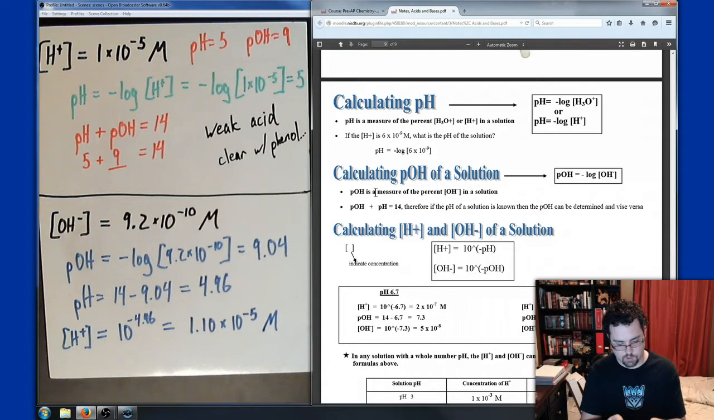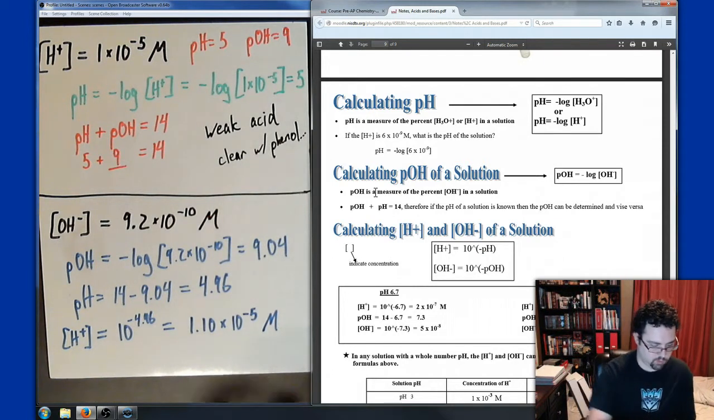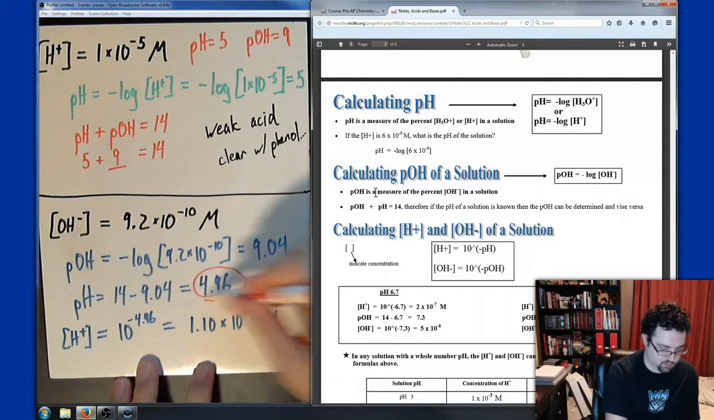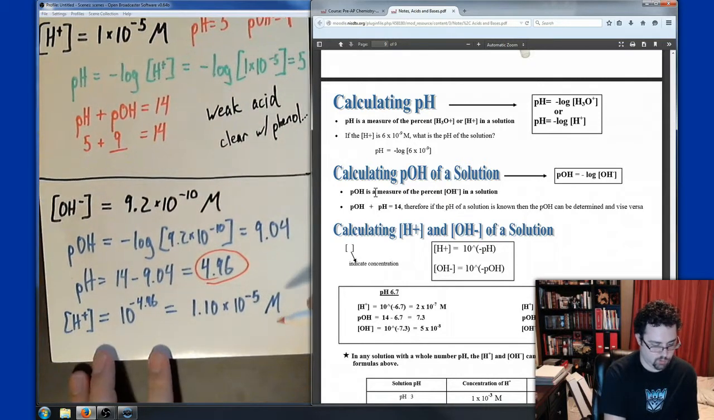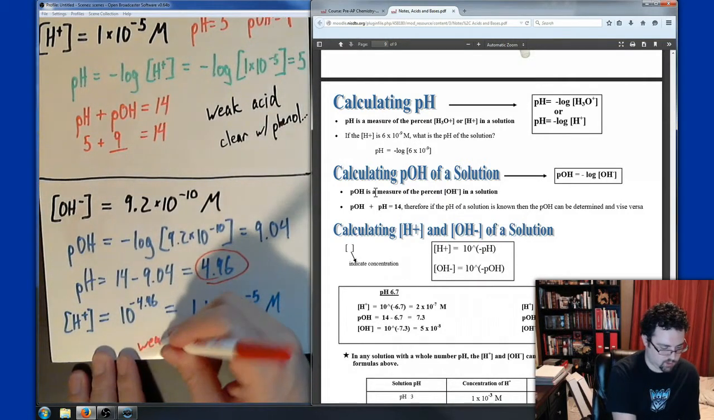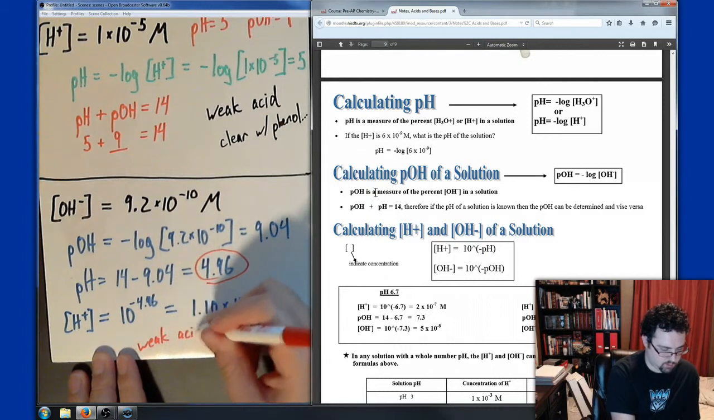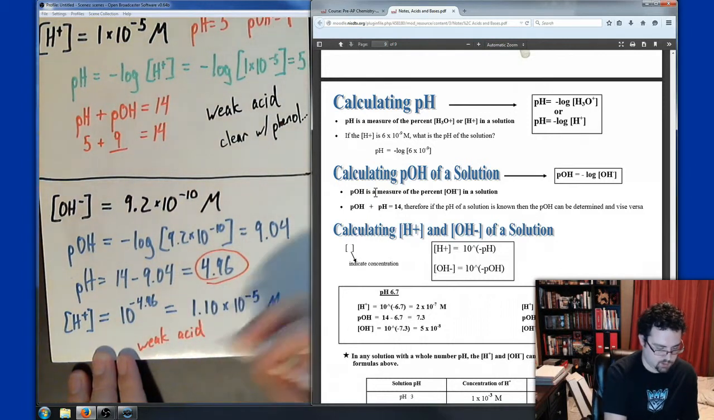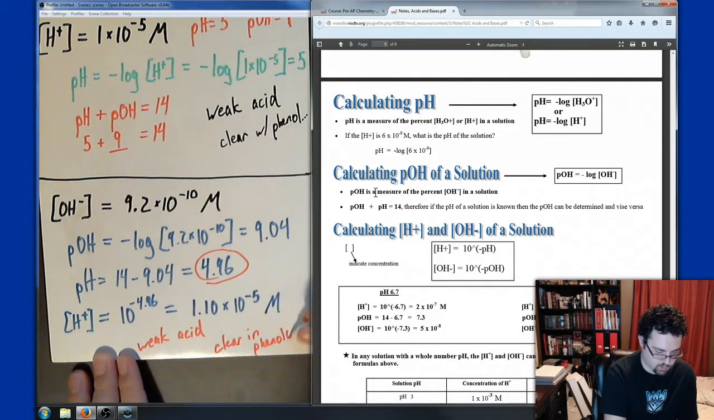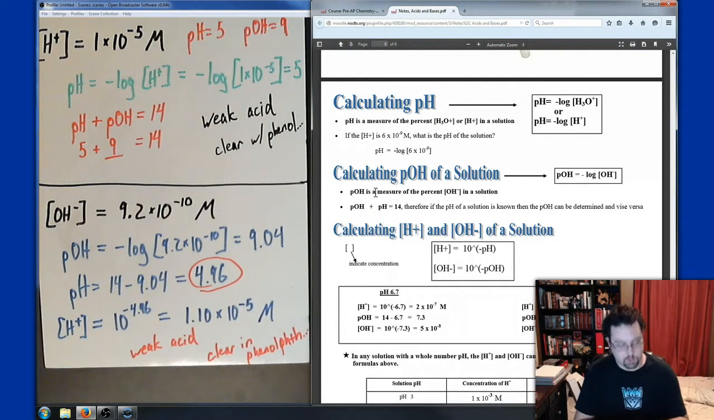Alright? All that other information, about the weak acid and the phenolphthalein, the really important thing you need for that is the pH. So this is a 4.96, so this is a weak acid as well. It's close to 7. It's going to be clear in phenolphthalein.